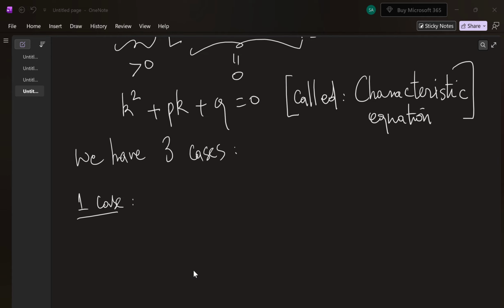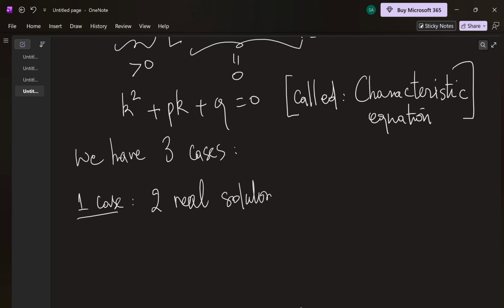So now the case number one is for the characteristic equation we have two real solutions that are distinct.